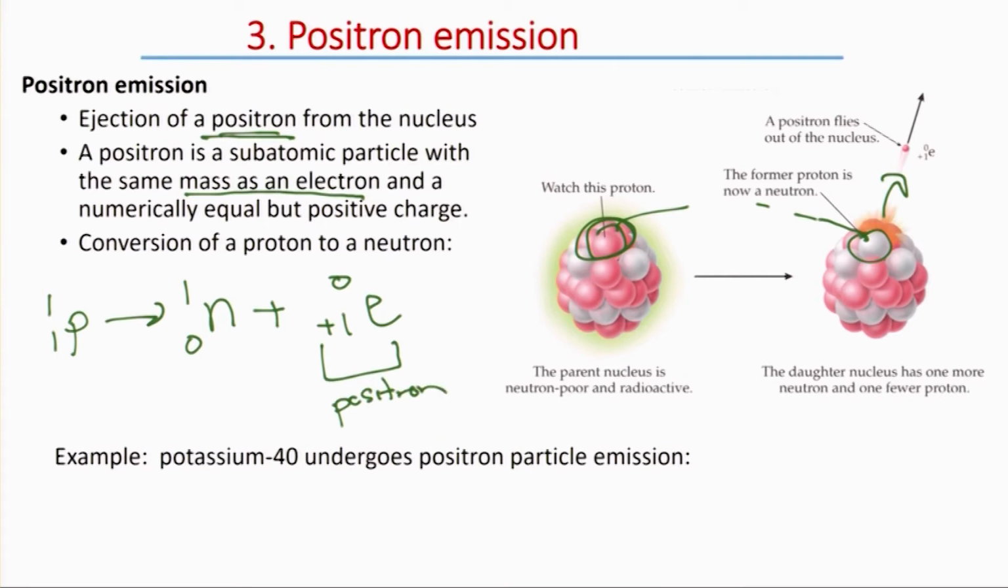All right, this is usually if you are neutron poor and you need to get more neutrons, you convert a proton into a neutron. So an example of that is that the radioactive isotope of potassium, potassium-40, will undergo positron particle emission. Let's draw that out. We have K, atomic number is 19. That's on the reactant side. And then on the product side, we have the positron being emitted.